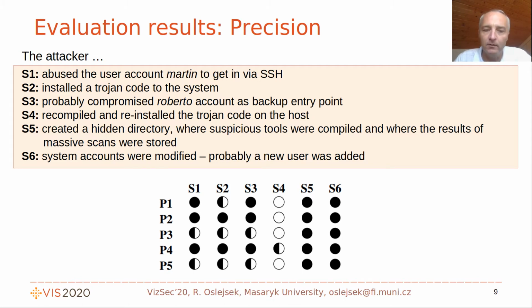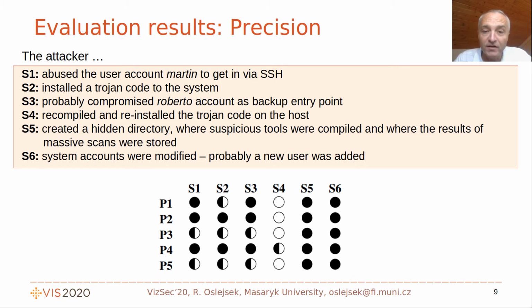It's as follows. The attacker used the account Martin to get in remotely by SSH. Then he installed a Trojan code to the system by changing system configuration and one system library. Then the attacker compromised also the account of user Roberto, probably as a backup entry point. The attacker probably was not satisfied with the Trojan code because he recompiled the code on the host and reinstalled it. He also created a hidden directory where he compiled suspicious tools and where he stored results of massive network scans. And finally, the system accounts were modified, probably a new user was added.